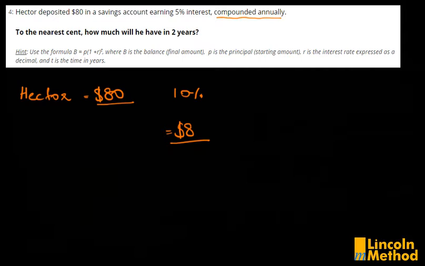Now if his interest is compounded annually, for the following year what's going to happen is his principal is not going to be 80 anymore. It's going to be 80 plus the $8 that he has earned as interest. So his new principal is going to be $88, and subsequently his interest for that year is going to be 10% of this principal. And the same follows for the third year and the fourth year and the fifth year, and for as long as he wants to keep his money in the account.